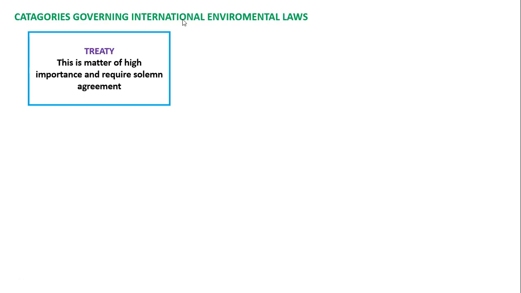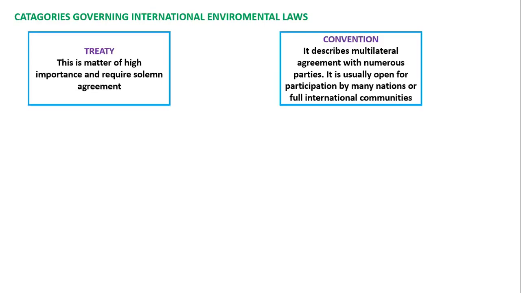So the first is the treaty. What do we mean by the treaty? This is a matter of high importance and requires a solemn agreement. Second is the convention. It describes a multilateral agreement with numerous parties. It is usually open for participation by many nations or the full international community.